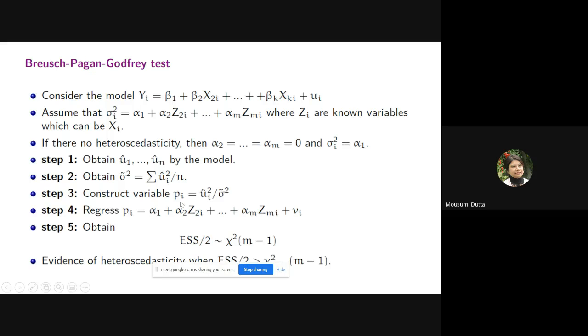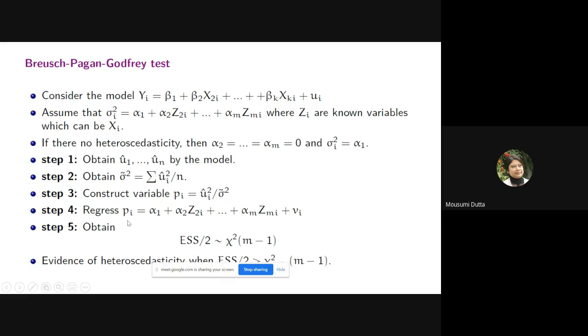Construct variable pi, which is equal to ui hat square divided by sigma tilde square. So I am considering the square of the residual divided by this sigma tilde square.